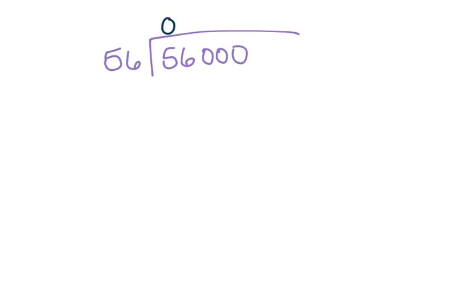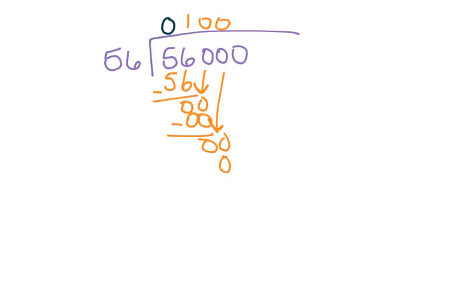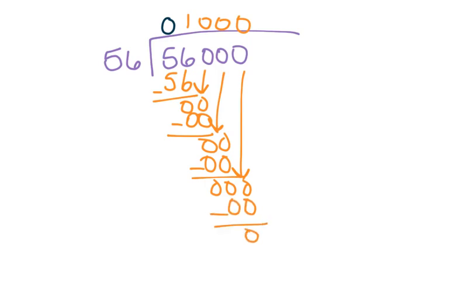56 cannot go into 5, so our 0 will be our placeholder. And go into 56 one time. Bring down the 0, can't go into 0. Do it again, 0 times. And again, 0 times. And we're done. You do have to keep going until you get to the last number. I could not have stopped here even though I got to 0 because I wasn't dividing 56 by 56. I was dividing 56,000 by 56. So I had to keep going.